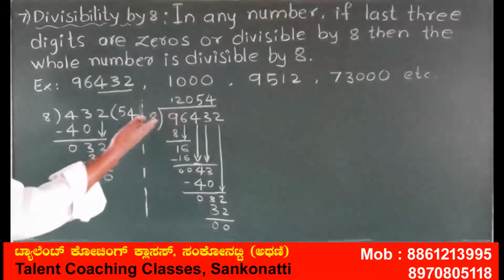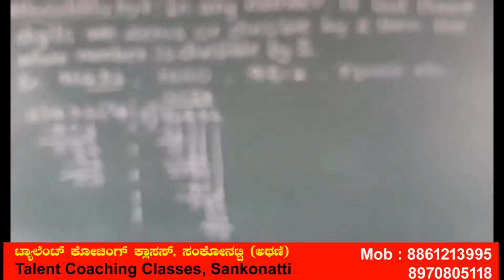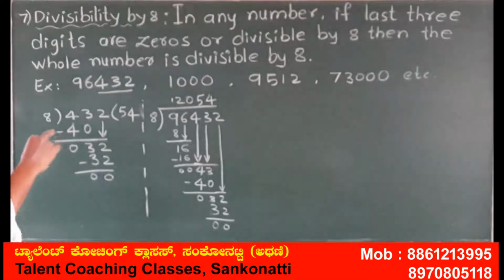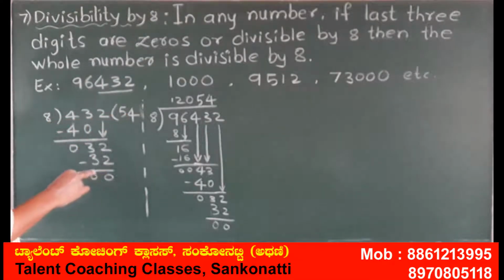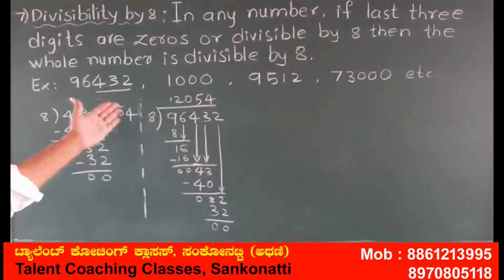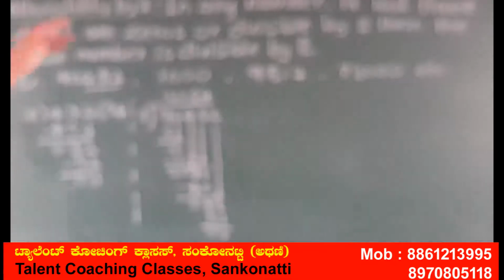Instead of dividing the whole number, by dividing only these last 3 digits, we can understand whether the given number is divisible by 8 or not. See here, the number formed by the last 3 digits is 432, so it is divisible by 8. As we got remainder 0, we have checked this result by dividing the whole number by 8, so it is divisible. So this rule stands true for this number, where the last 3 digits we have taken are 432.